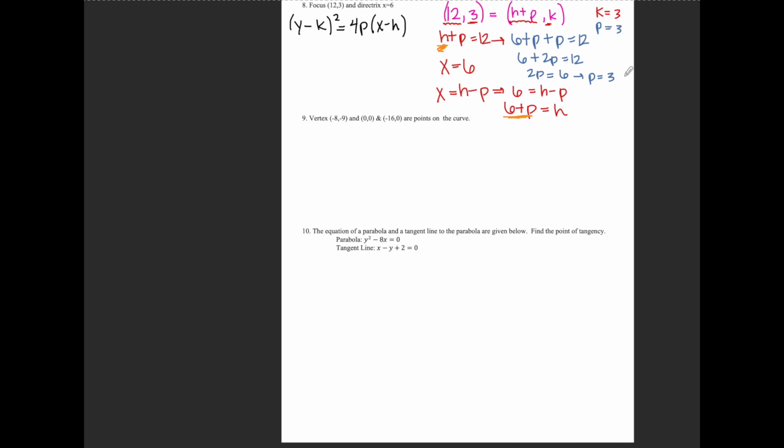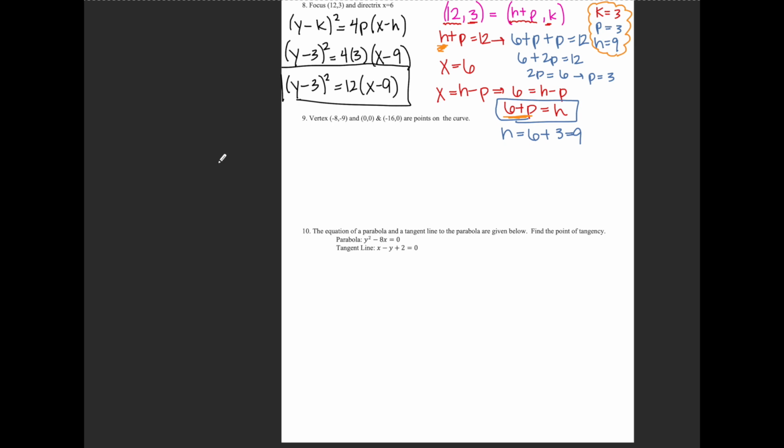That is super helpful. The last thing that I need is h, which I can find from this equation that I had down here. h is equal to 6 plus p. We just figured out that p was 3, so that means h is 9. So there are the 3 pieces of information that I need to fill in my parabola over here. So I have (y minus k) squared equals 4 times p times (x minus h). So if I just do that multiplication, I have (y minus 3) squared equals 12 times (x minus 9).